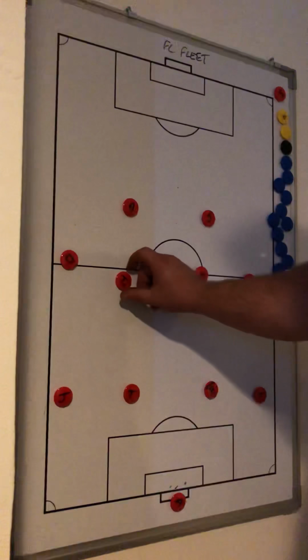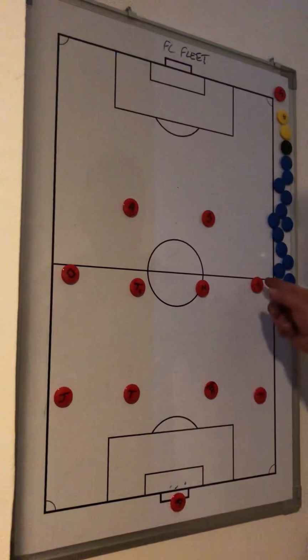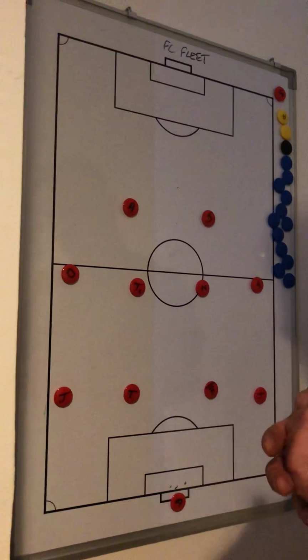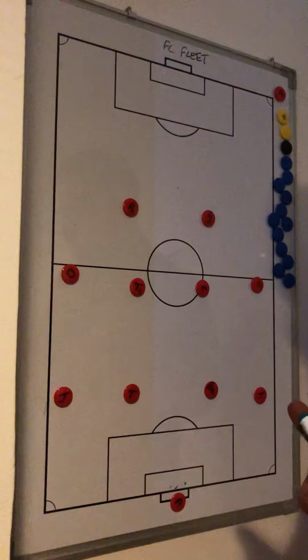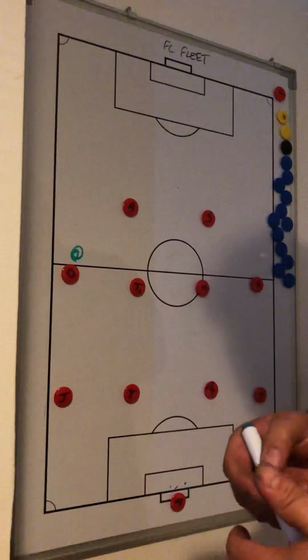So Tom's run, or Nathan's run, Ollie's run, over here Ray's run, those runs to come and get the ball, they can't be predictable. And if you do the same thing over and over again, your marker will read it and know what's going on.